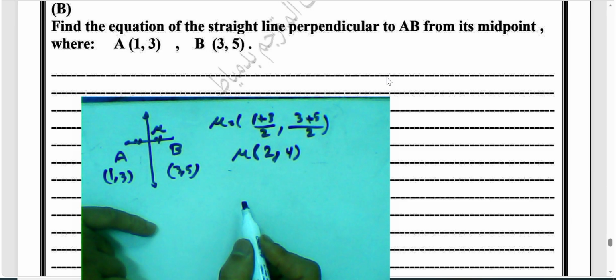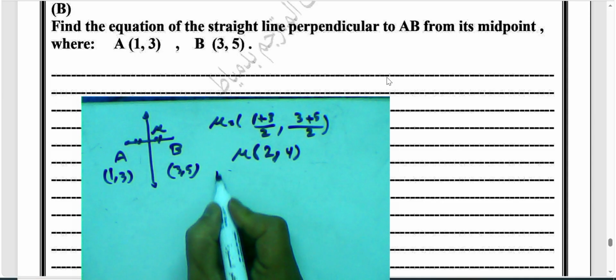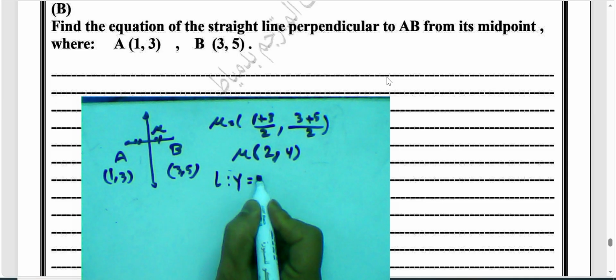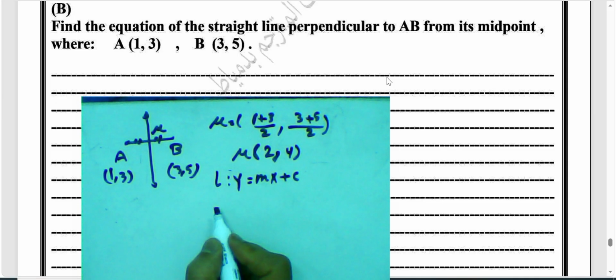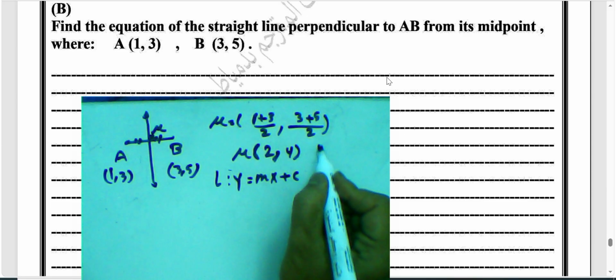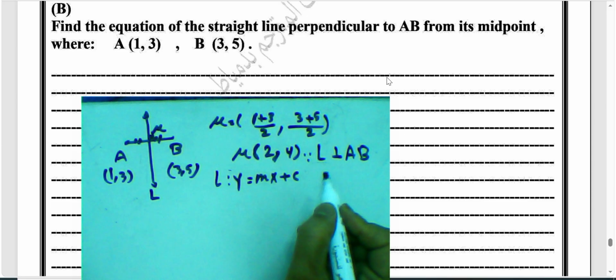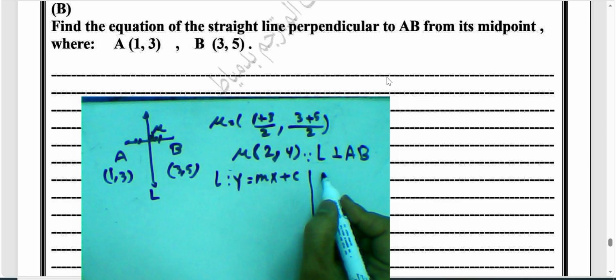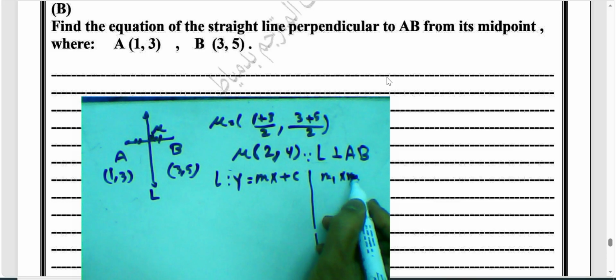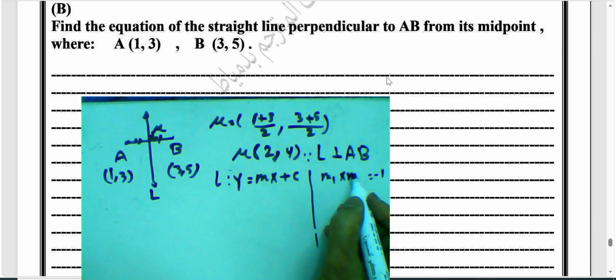Now I will put the equation to find a straight line passing through the point. Let L be y equals mx plus a constant. We can find the slope of the straight line here. The straight line L is perpendicular to AB, so slope 1 multiplied by slope 2 is negative 1. The product between slope 1 and slope 2 equals negative 1.